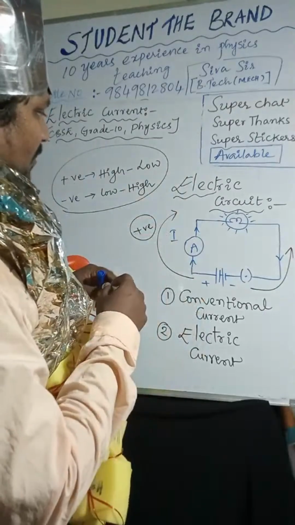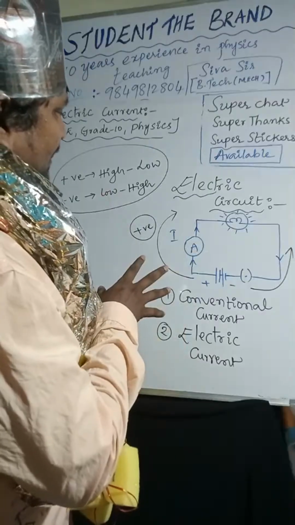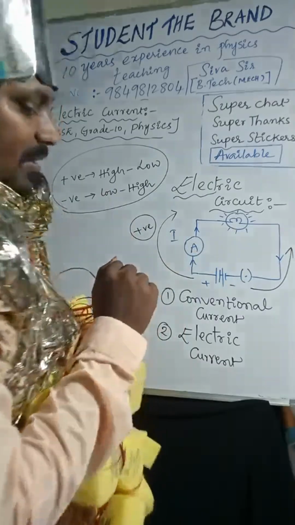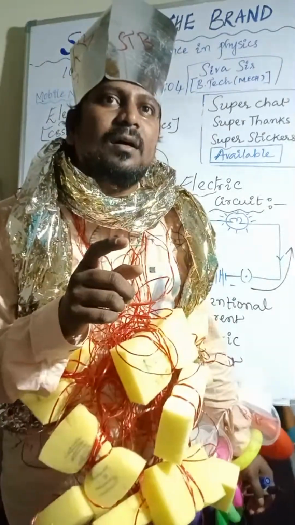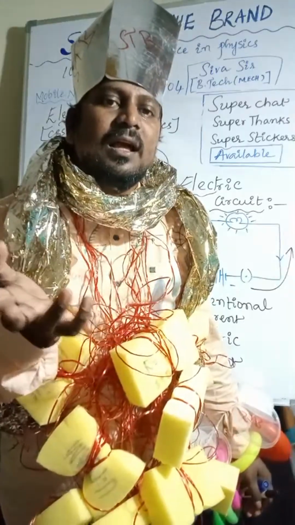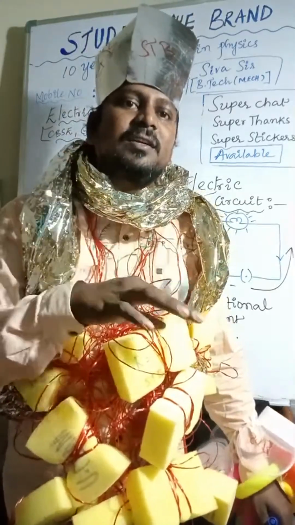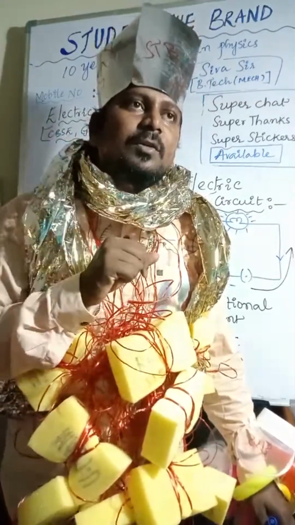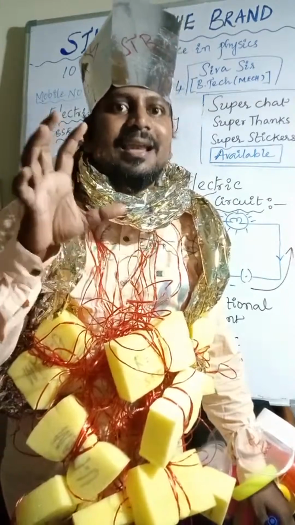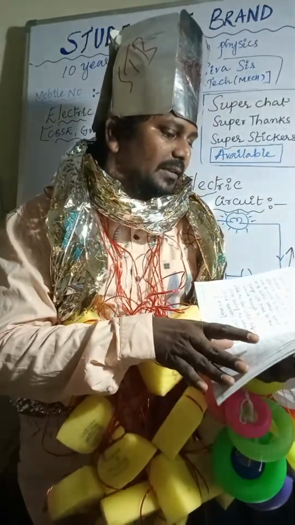We are going to the next one, that is Ohm's law. Related to conventional current and electric current, there is one question. Will electrons move from negative terminal to positive terminal or positive terminal to negative terminal? Okay, so that question they will ask. And one more question is, they will give electrical appliances.